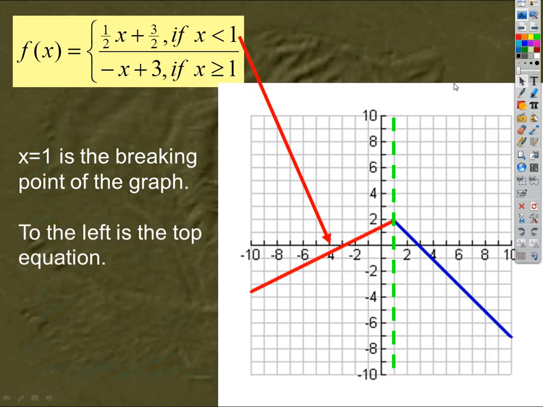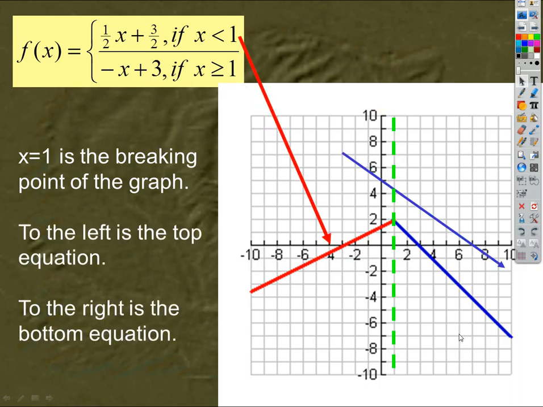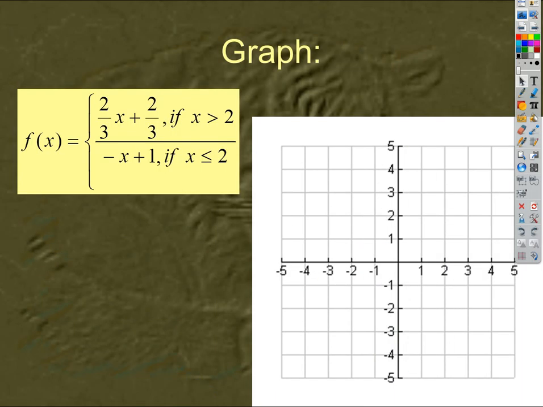Okay, the equation to the left is the top one, like we said. To the right is the bottom one. And if you draw in that little vertical breaking point line, it makes it really easy to do this. Okay, so what about this guy if we want to graph it? Let's go through the process of graphing this thing.